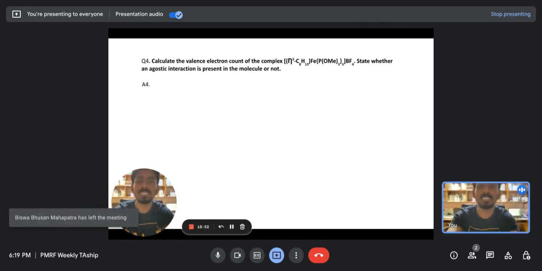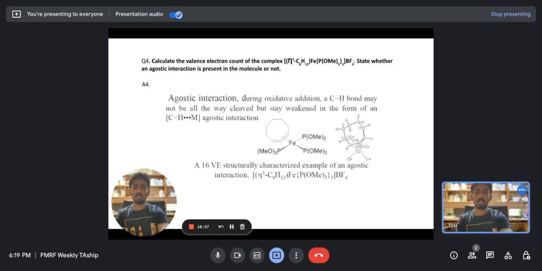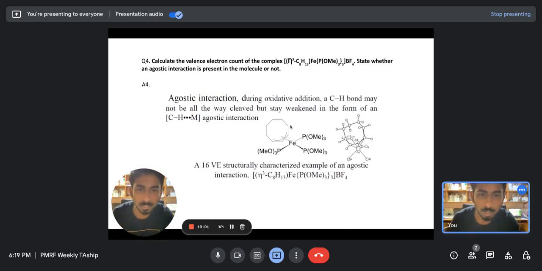So state whether there is an agostic interaction present in the molecule or not. So here is the explanation, you can have a look at it. This is the structure of the molecule, where this is the C8H13.